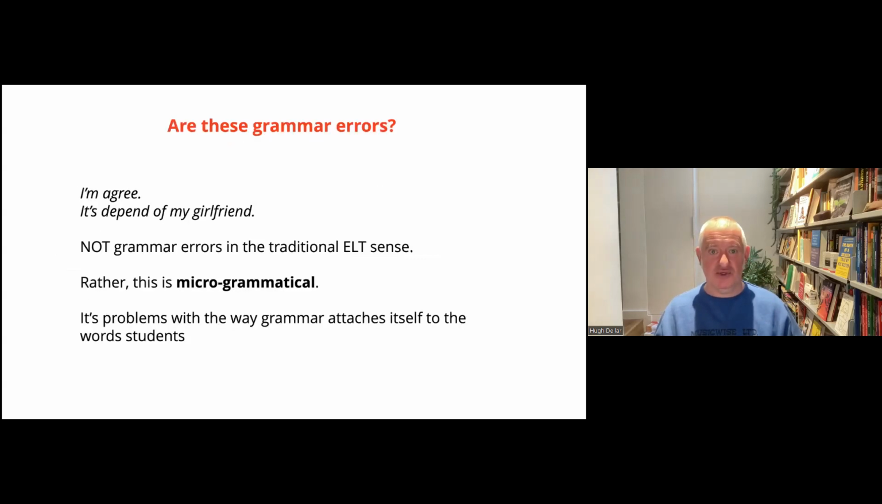And students bring with them their own experience of how their first language works when they're speaking their second language. So you get things like, I'm agree, okay? It is depend of my girlfriend. If you've ever taught French students or Italian or Spanish, these are classic mistakes. But what kind of mistakes are they? Are they mistakes with the present simple? Does the student need to do another exercise on the present simple from another book like Murphy's English Grammar in Use? I would say they're not grammar problems in a way.